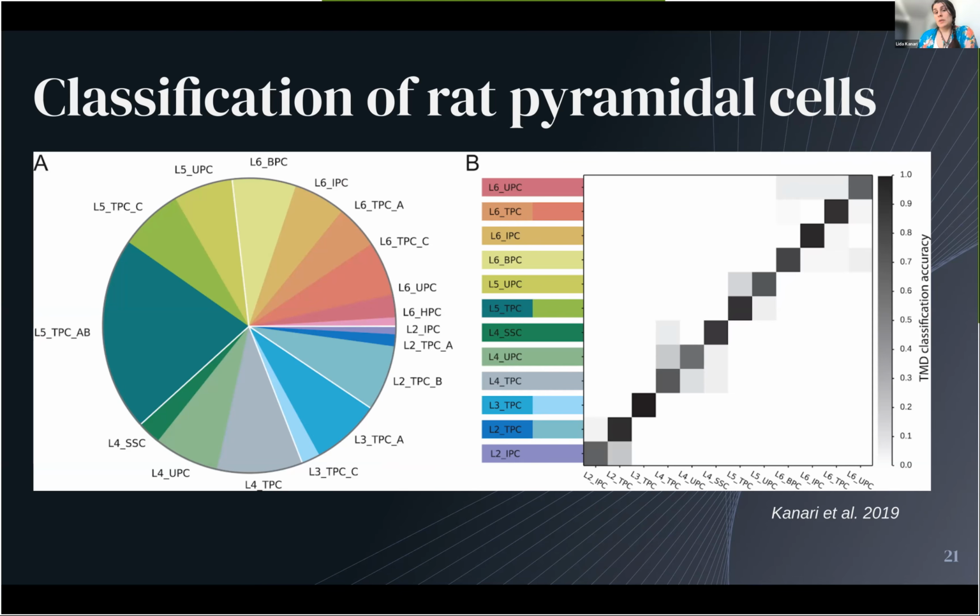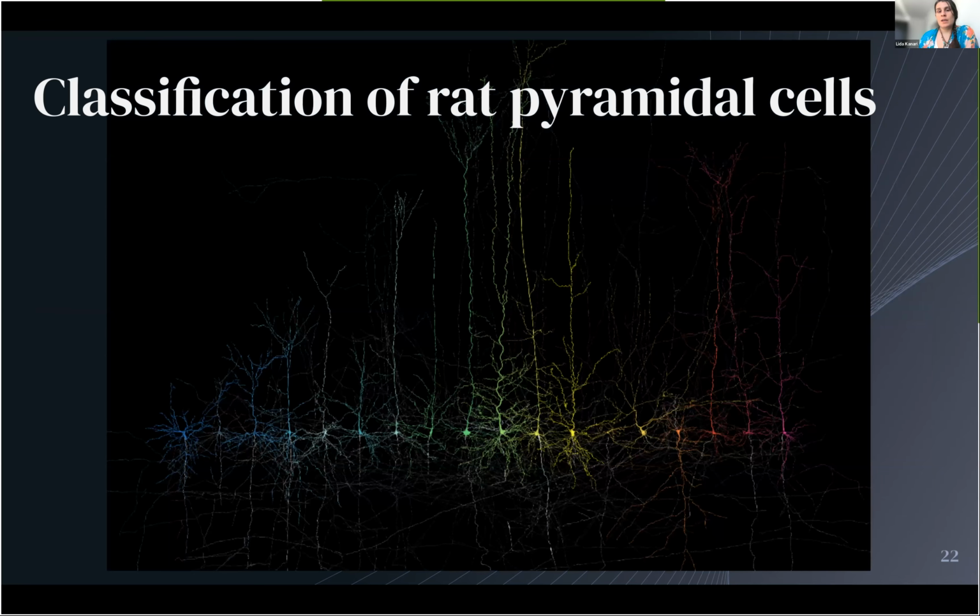We use this technique to validate how well the experts group each cell type. These are pyramidal cells from all the cortical layers of rat. And we found out that the TMD could perform very well. It had a very high accuracy in discriminating each one of these pyramidal cell types. And here is just a nice visualization of the types that you've seen before.